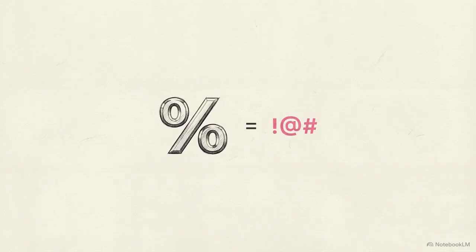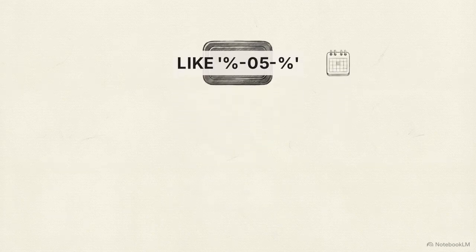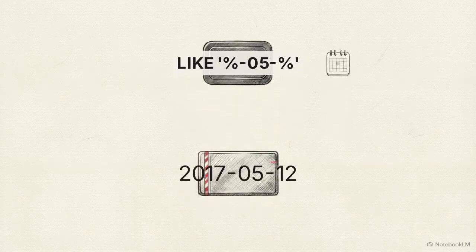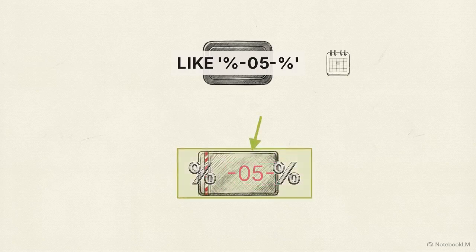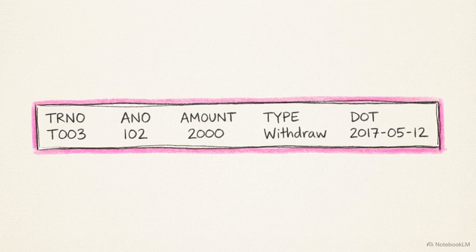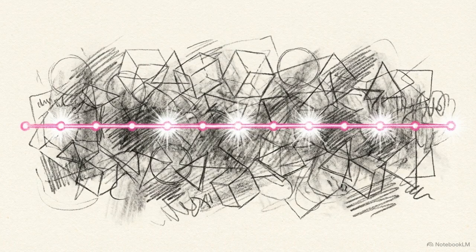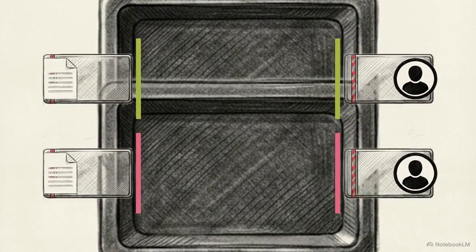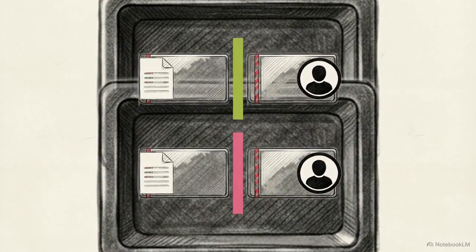In MySQL, the % is a wildcard that represents any number of characters. By writing like '%-05-%', we are telling the database to look for a dash, 05, dash, and to ignore whatever year comes before it or whatever day comes after it. This query isolates a single record, account 102, which made a $2,000 withdrawal on May 12th. Filtering and pattern matching allow us to strip away irrelevant noise early on. Once we isolate the exact rows we need, we can start combining them with other tables.